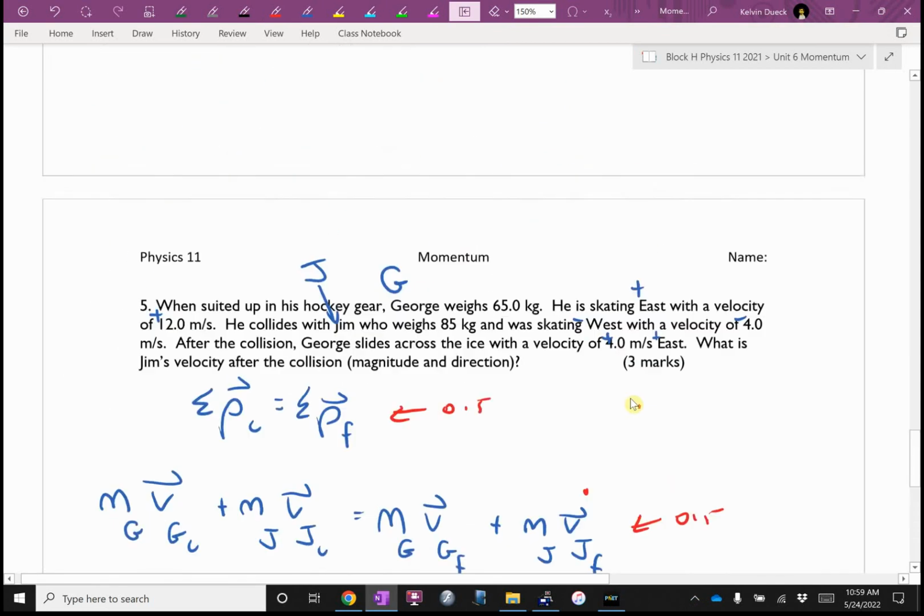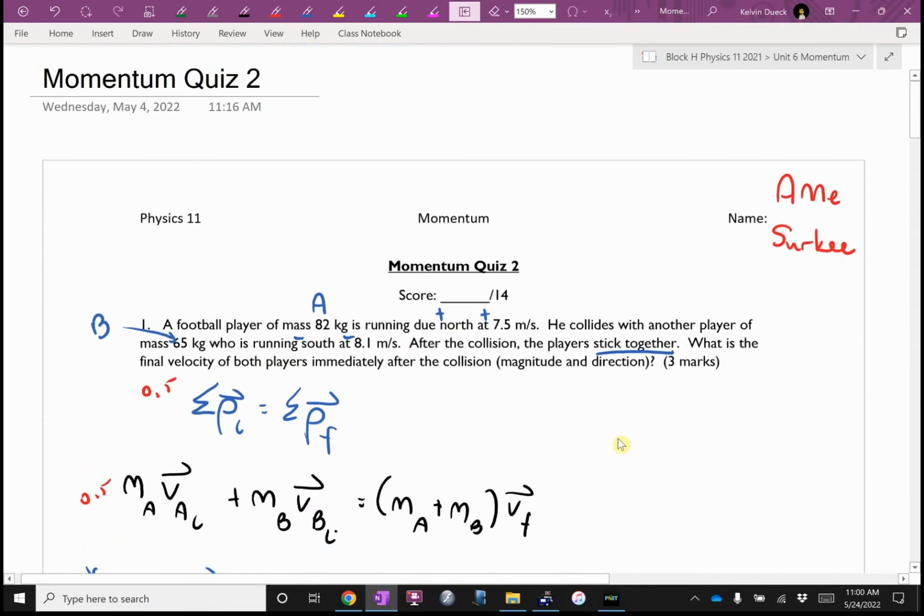Can you give yourself a lovely score, please, at the top out of 14?